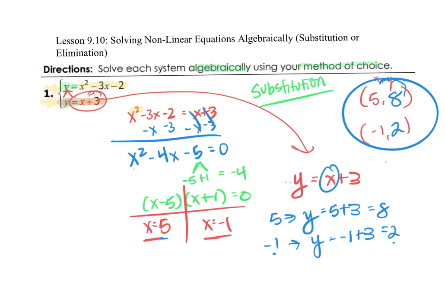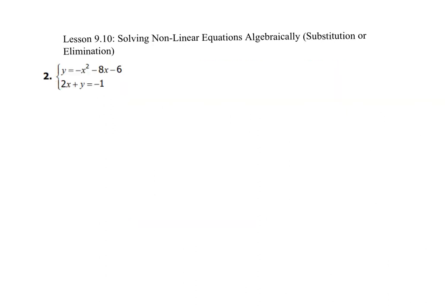And those are my two solutions that I got. Again, solving algebraically, solving with the method of substitution. Okay, number 2, here's our system. We have y equals negative x squared minus 8x minus 6. That's a little sad parabola. And then we also have 2x plus y equals negative 1.